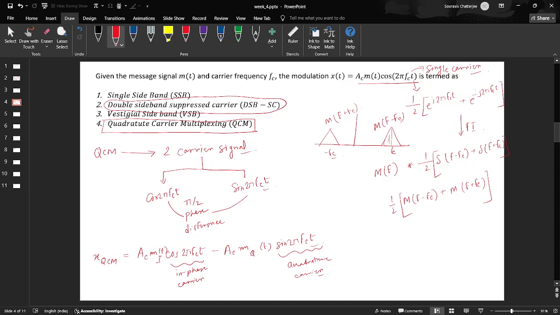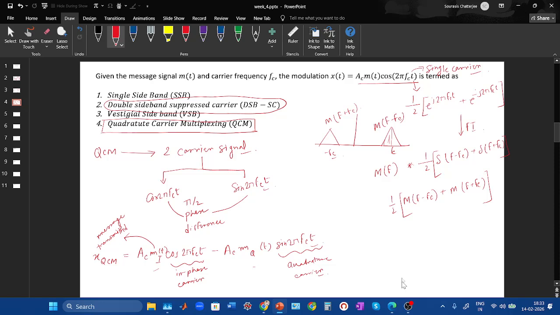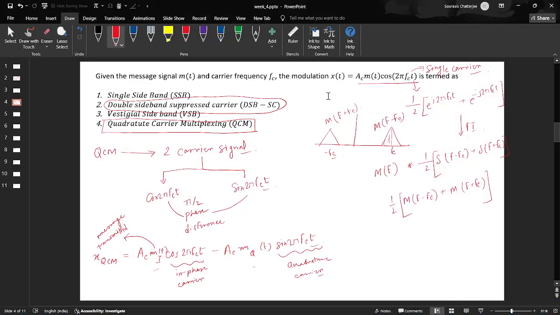So these are the two messages, of course, MI(t) and MQ(t). MI(t) is the message transmitted over the in phase carrier, and MQ here is the message transmitted over the quadrature carrier.